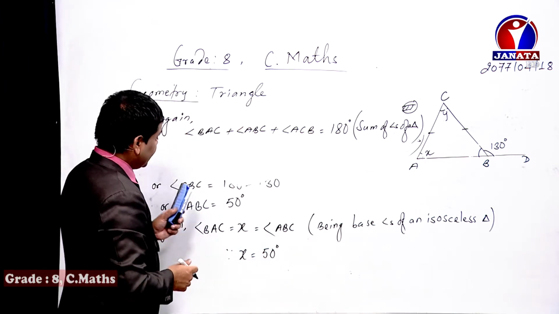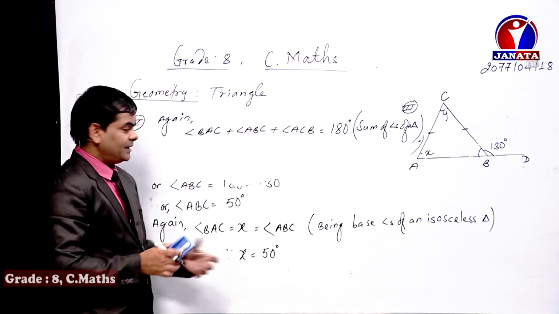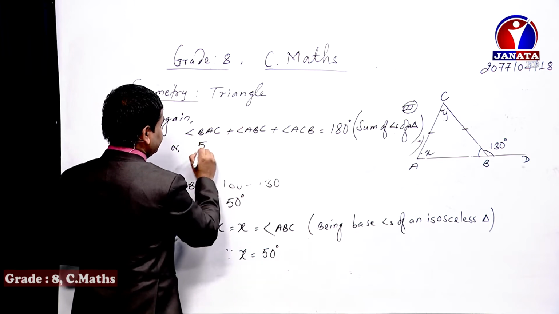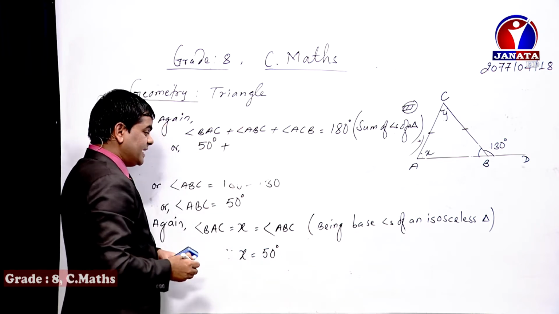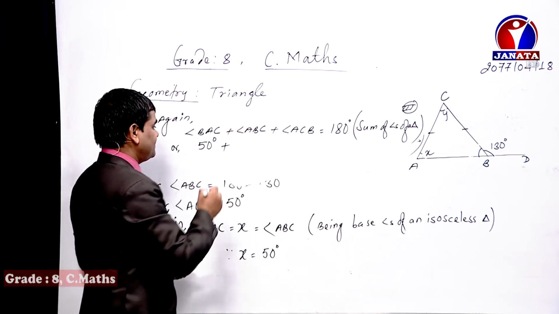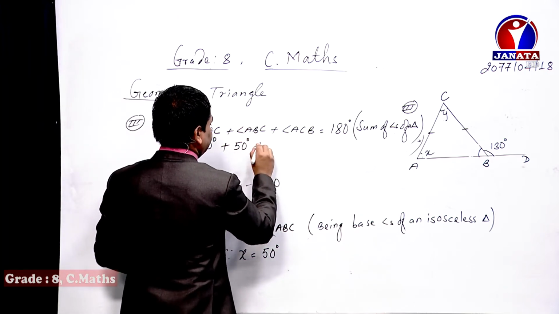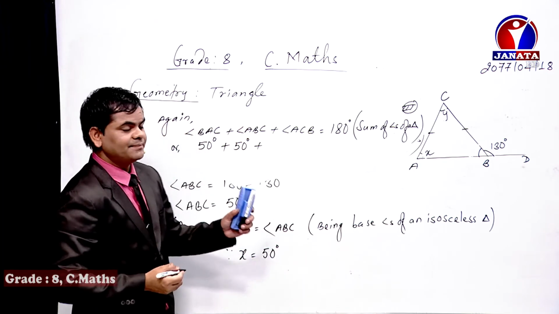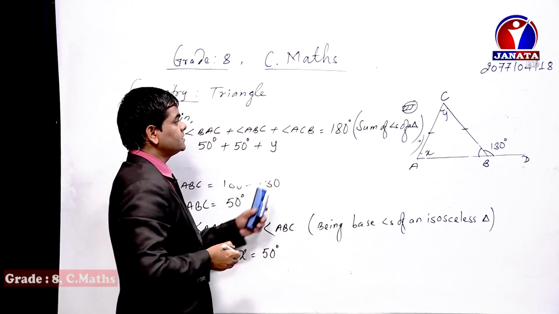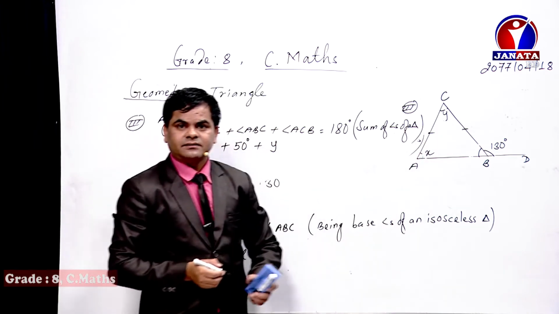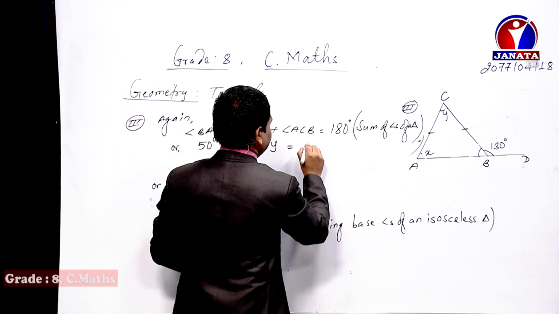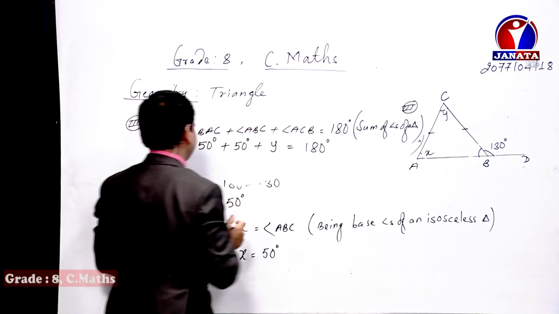Now BAC, isn't it? BAC you have got as 50 degrees. So in the place of BAC we substitute 50 degrees. Now angle ABC you had already found as 50 degrees, so here also it will be 50 degrees. Now our task is to find angle ACB, and in the place of ACB we need to write y, dear student, because angle ACB represents the variable y. Now there is an equal sign after this and then 180 degrees.